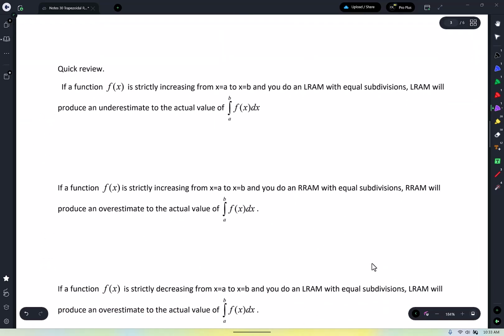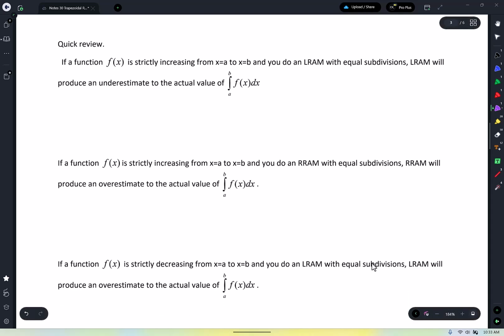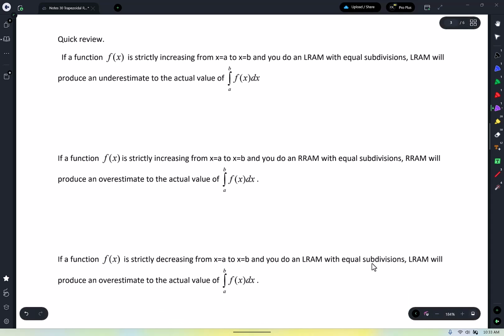All right, this is just a quick review because we were talking about the overestimate and underestimate. Check it out, guys. If a function f of x is strictly increasing from a to b and you do an LRAM with equal subdivisions, LRAM will produce an underestimate to the actual value. All right, because remember, this is the exact value.